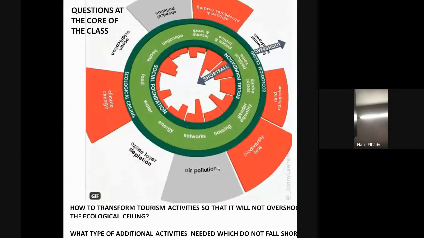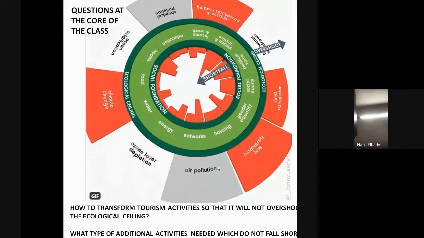Finally, the questions at the core of our class have to do with how to transform tourism activities into a sustainable activity, one that can really be within this green area and does not infringe on the ecological boundaries. So this is one issue: how to transform the existing tourism into a more sustainable one.